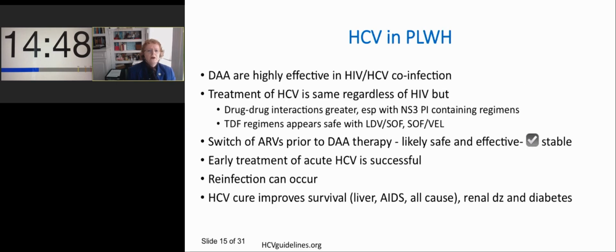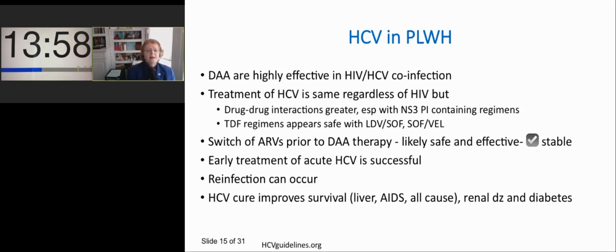Turning to hepatitis C, DAAs are highly effective, and treatment is the same regardless of HIV, with minor exceptions. But drug-drug interactions are greater, especially with NS3 protease inhibitor-containing regimens. Tenofovir regimens appear safe with sofosbuvir. Switch of ARVs prior to DAA therapy is safe and effective, but you need to check for stability. Early treatment of acute HCV is successful and at the moment is the same as for chronic. Reinfection can occur, and HCV cure improves survival, liver, AIDS-related and all-cause, as well as renal disease and diabetes.